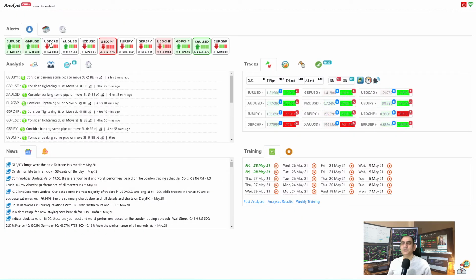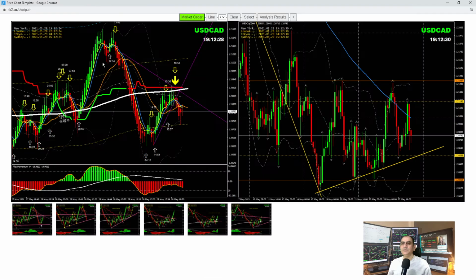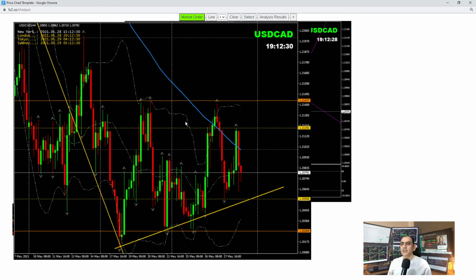All right, so let's move into the dollar CAD. And dollar CAD, if you look at the 4 hour, yesterday we had this short trade, banking beautiful pips.